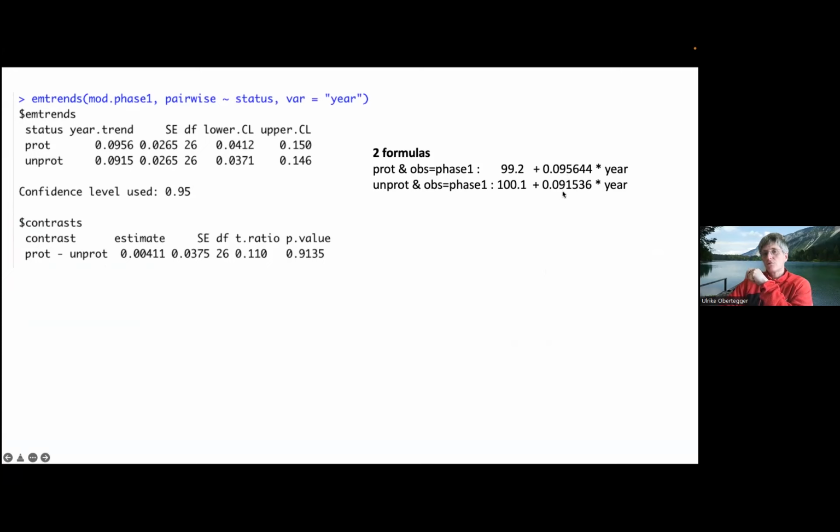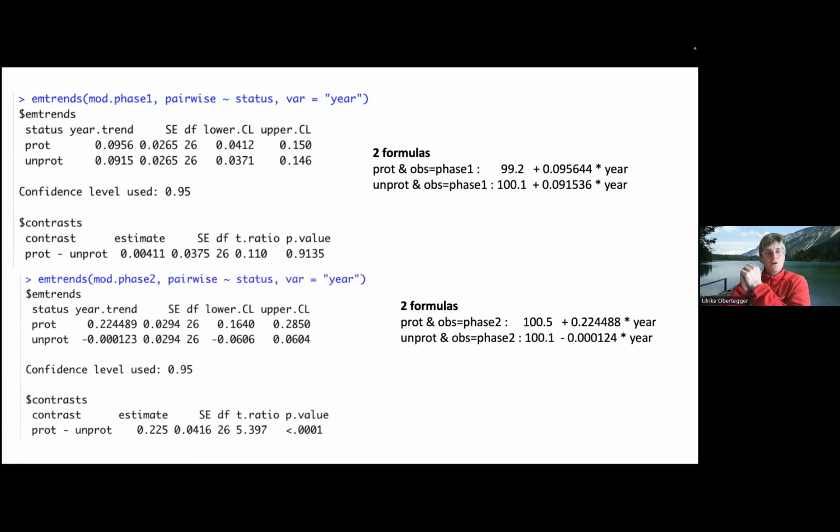If you look at those 2 slopes, they're quite similar, but who knows? It could be that the error of those slope estimates are so small that they do not overlap. But in this case, we see that you cannot discriminate between those 2 slopes. They're essentially the same.